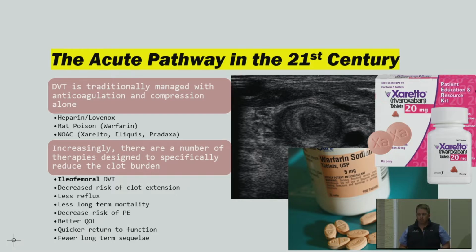And then, Lucas talked about the patients that we're going after and trying to treat. Iliofemoral DVTs are really the ones that seem to make a difference from a data standpoint. And while the data is still mixed, it seems like these patients do get better. Why do we treat these? That's the big question. Decreased risk of pulmonary embolism. They have less chronic lower extremity reflux after the treatment. They have a better quality of life, quicker return to function, and much fewer long-term sequelae.